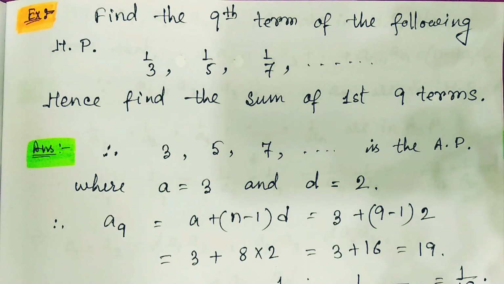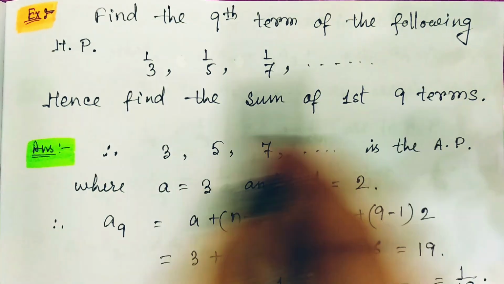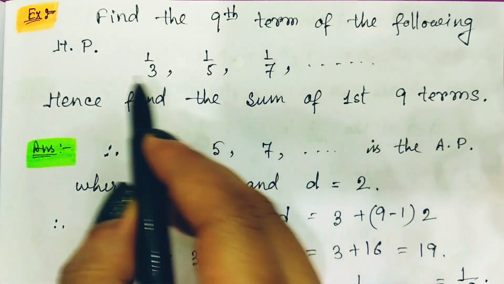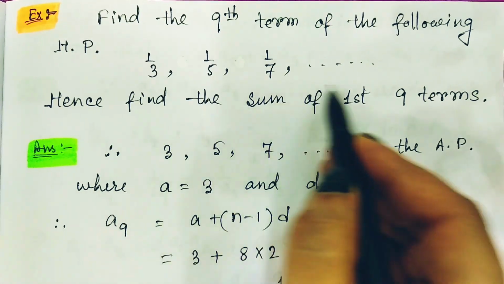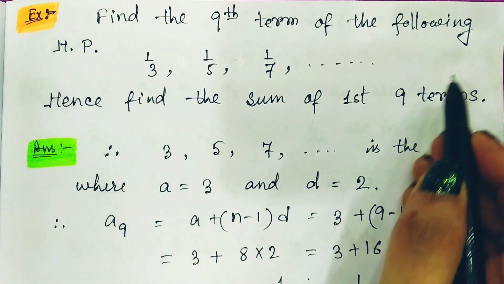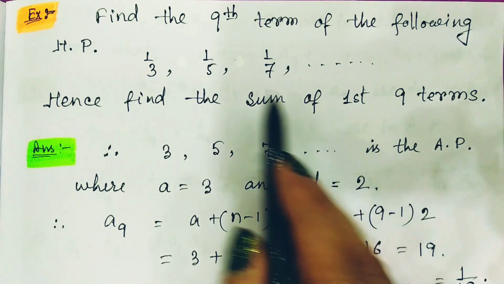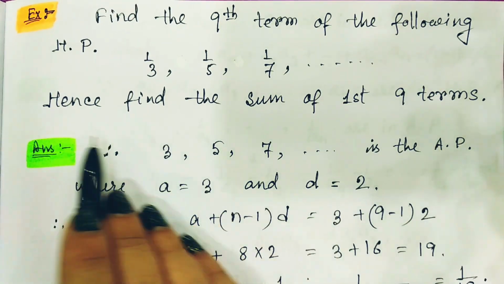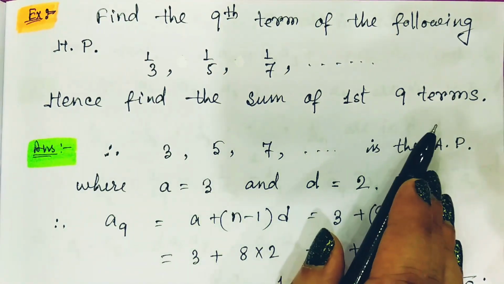Now an example corresponding to the HP. Find the nth term of the following HP. The HP is 1 by 3, 1 by 5, 1 by 7, and it goes on in this way. You should find the ninth term, and hence find the sum of these 9 terms.